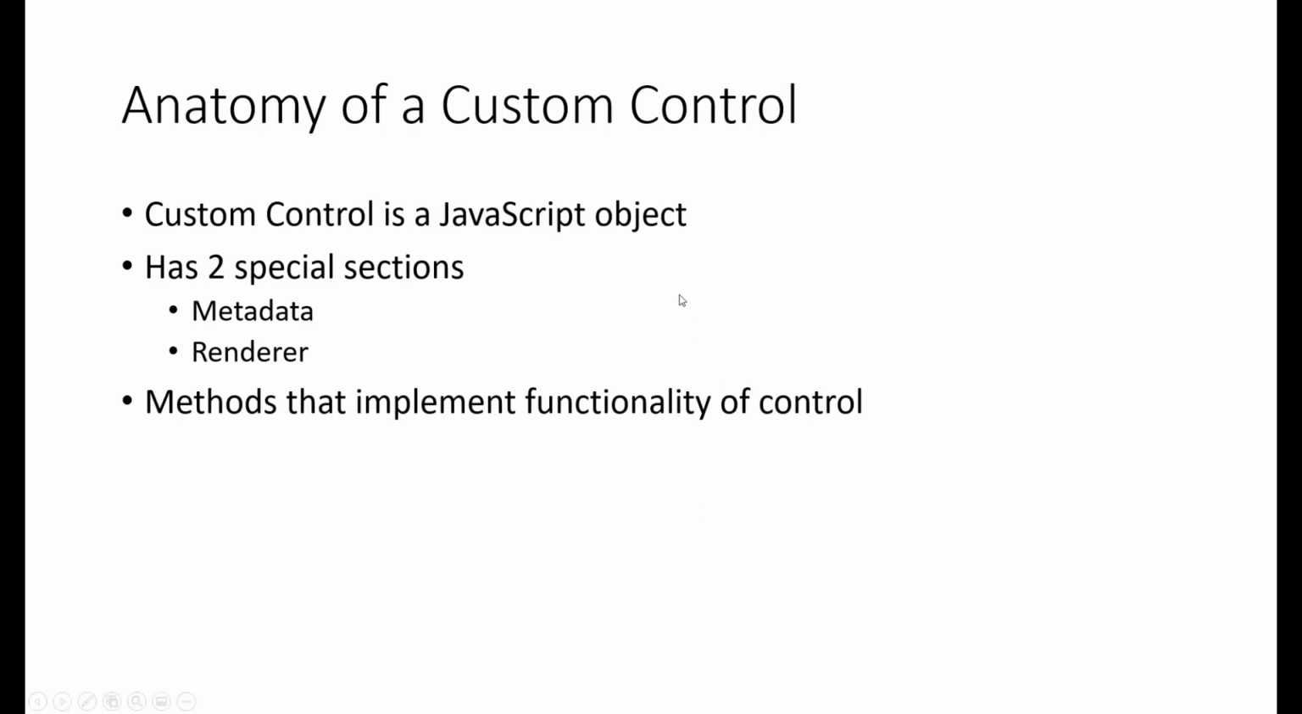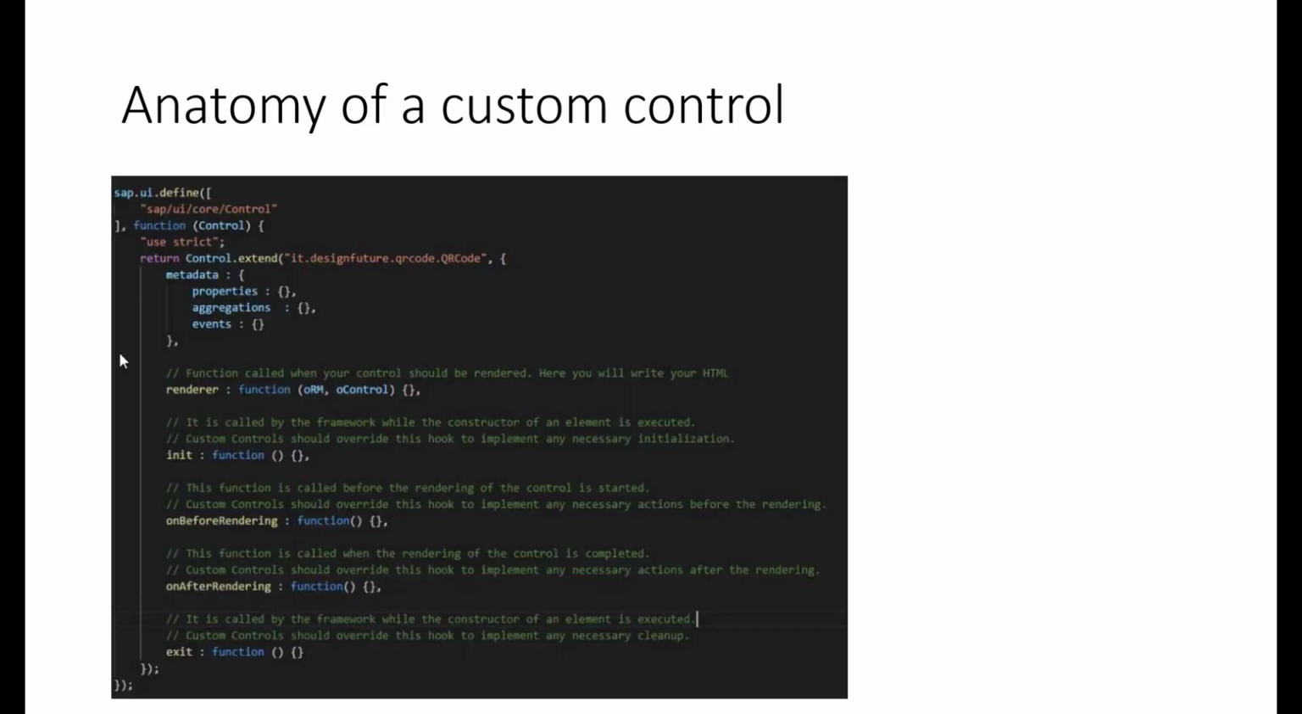Now the custom control itself is a JavaScript object. It has a couple of special sections, the metadata and the renderer, and you also have methods that implement the functionality of the control. The metadata section is where you define the properties and so on. The renderer is where you actually define the HTML structure. In our case, since we're going to use an XML composite control, we can skip this renderer function, and there are some lifecycle methods for this control as well.